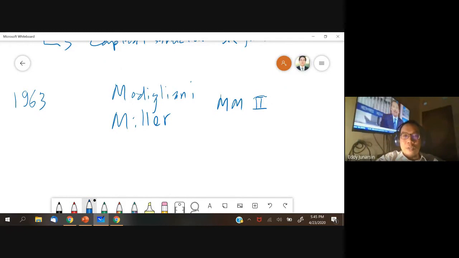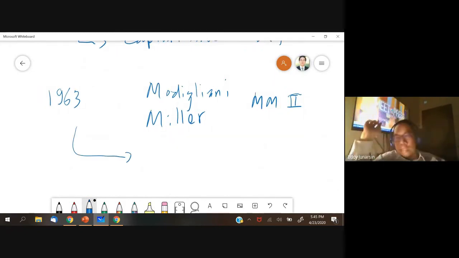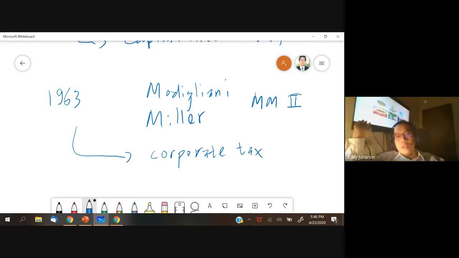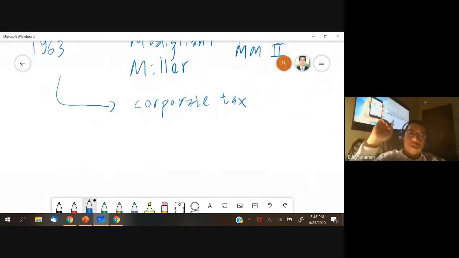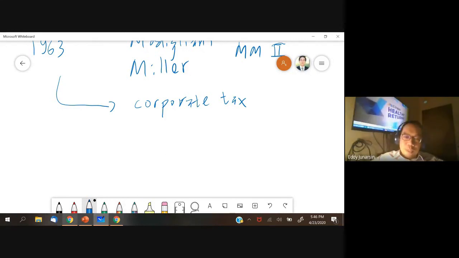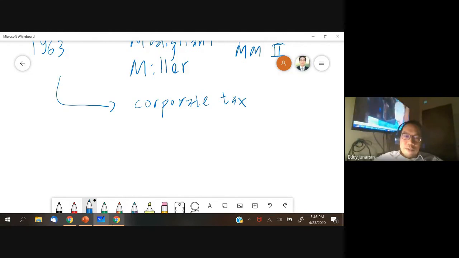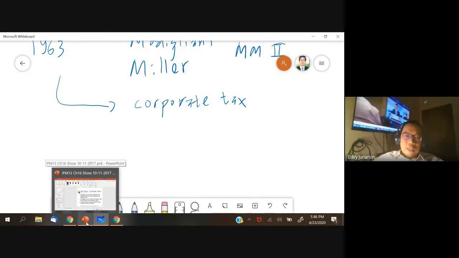Second version. This was in 1963, and they relaxed one important assumption, that was the existence of the corporate tax. Okay, so the existence of corporate tax. Okay, so what's happening now? They included the corporate tax into analysis. You could imagine a corporate tax, corporate income tax that we know, right? For corporation. So after the earnings before tax, we'll calculate the tax payment, or the tax liability.